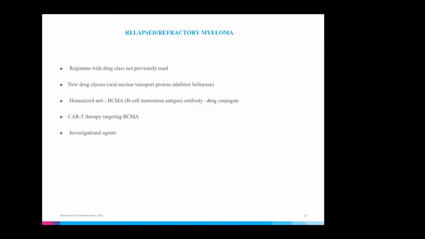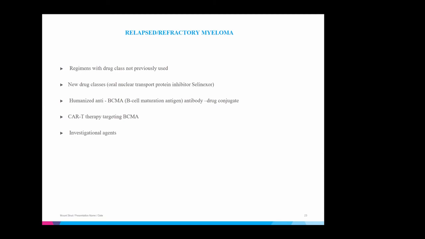So what do we do with the relapsed or refractory myeloma patient? Well, it would make sense to give regimens with a drug class not previously used. I mean, if the patient only got a 3-drug regimen, you could add a 4th drug of a totally different class. But these days it's difficult because many patients are getting a 4-drug regimen up front.